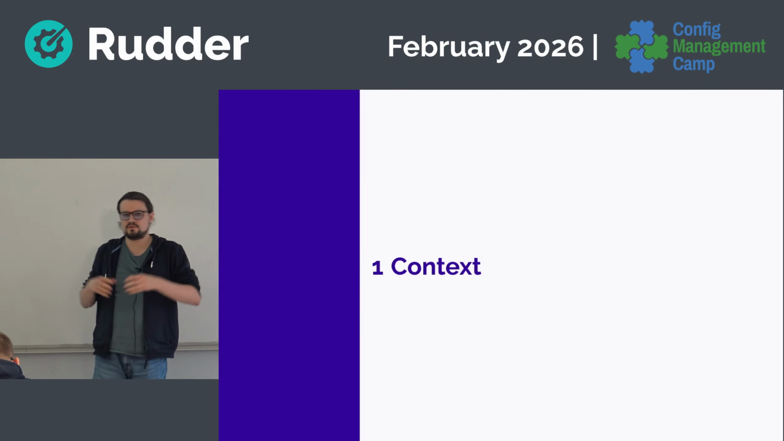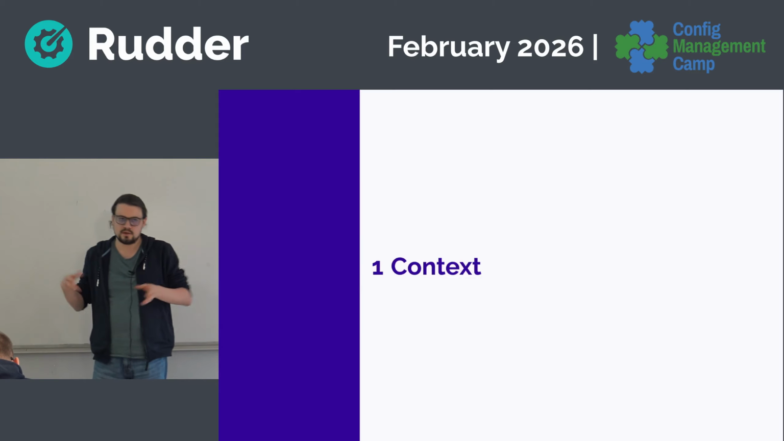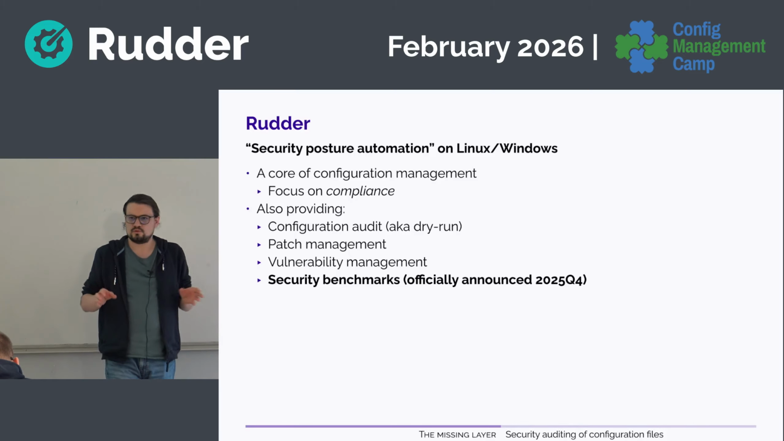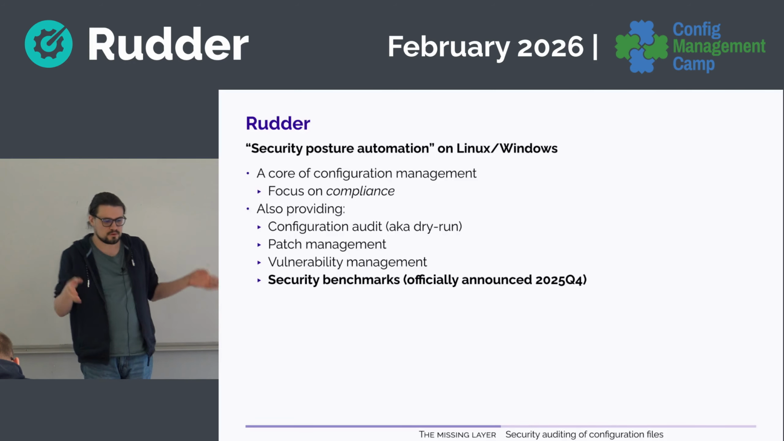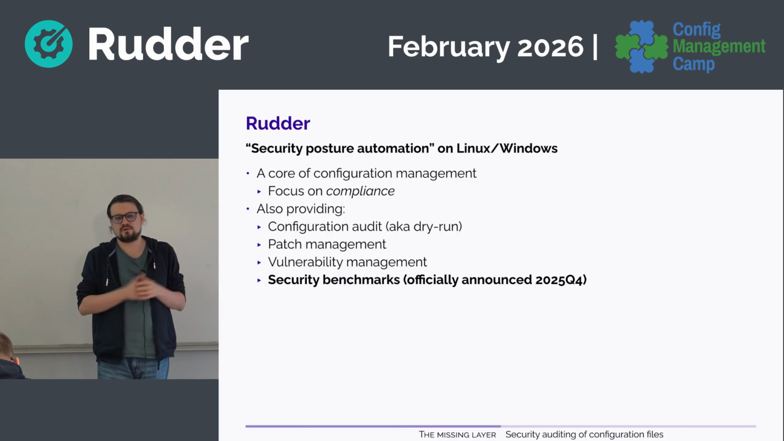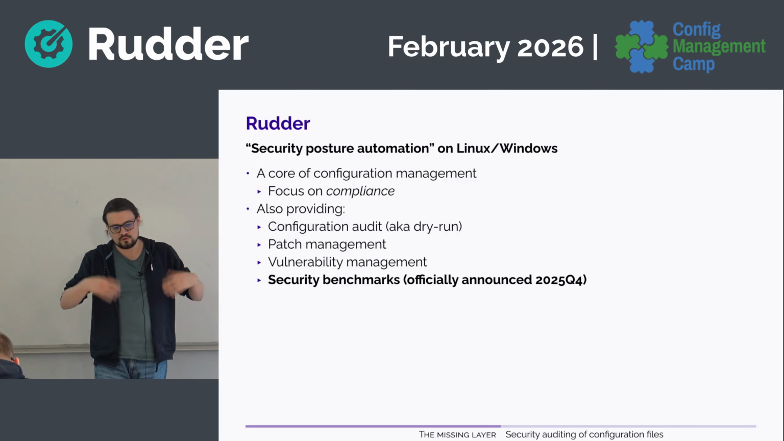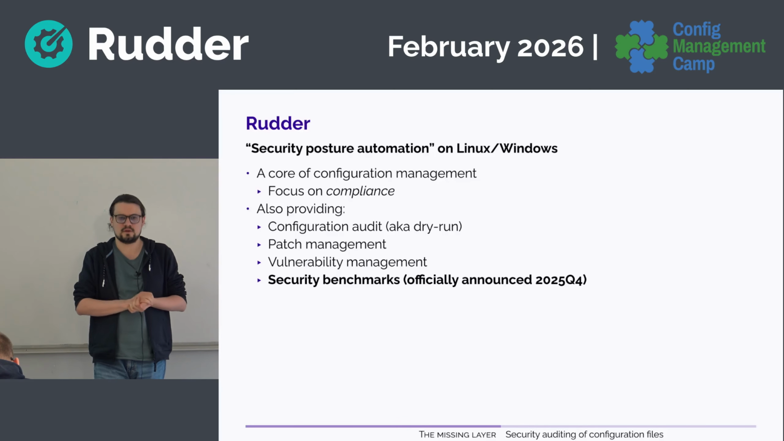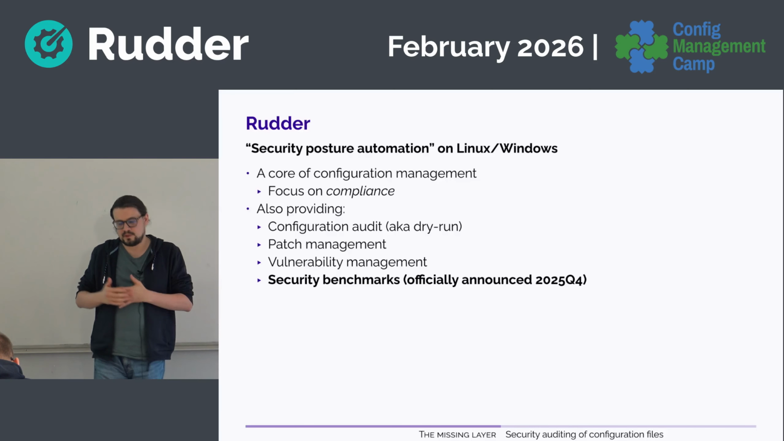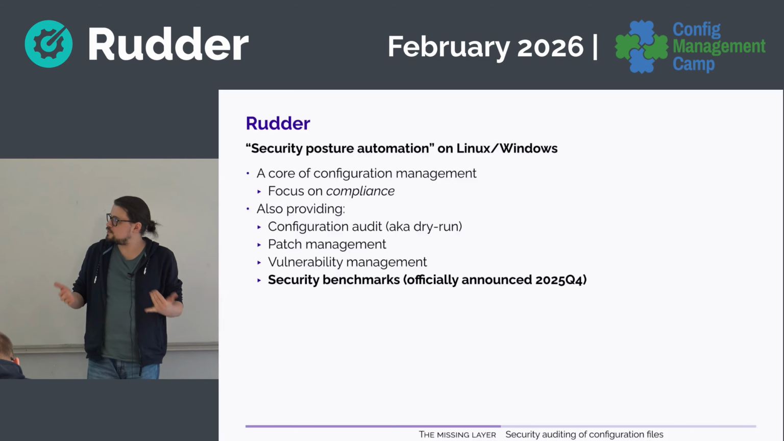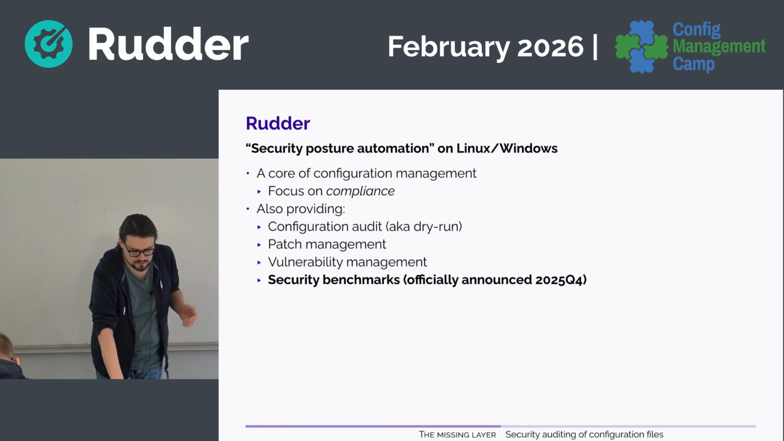So I will start by giving you some context about why we ended up developing this kind of features. To just repeat rapidly what Rudder is about, it's a security posture automation tool. It works on Linux and Windows, and it's mostly built on a core, which is a configuration management tool. But we also provide other features on top of this configuration management core, like configuration audits, patch management, vulnerability management, and more specifically, and what we'll talk about today, security benchmark, which is the latest big feature we introduced.